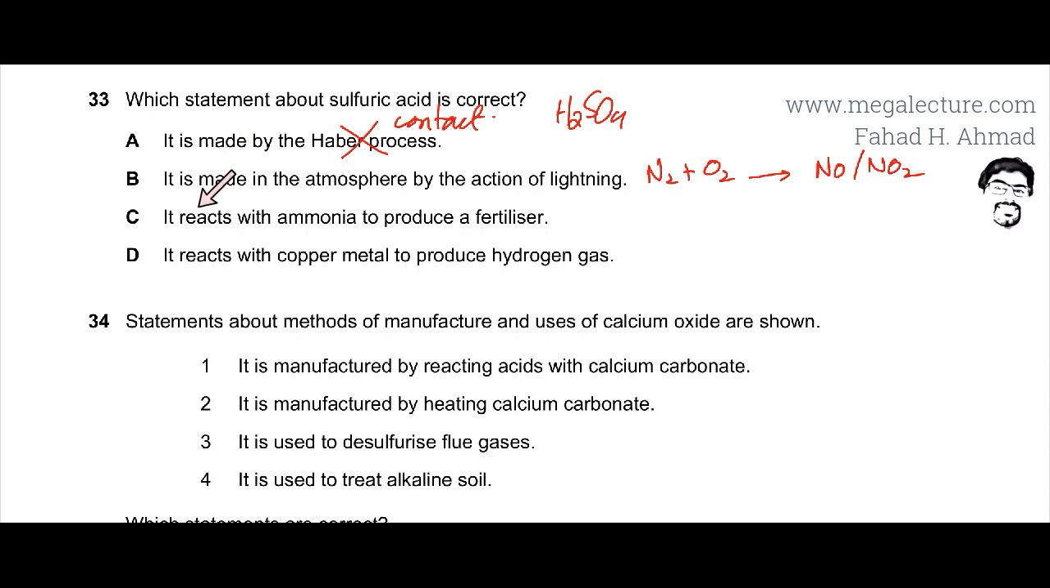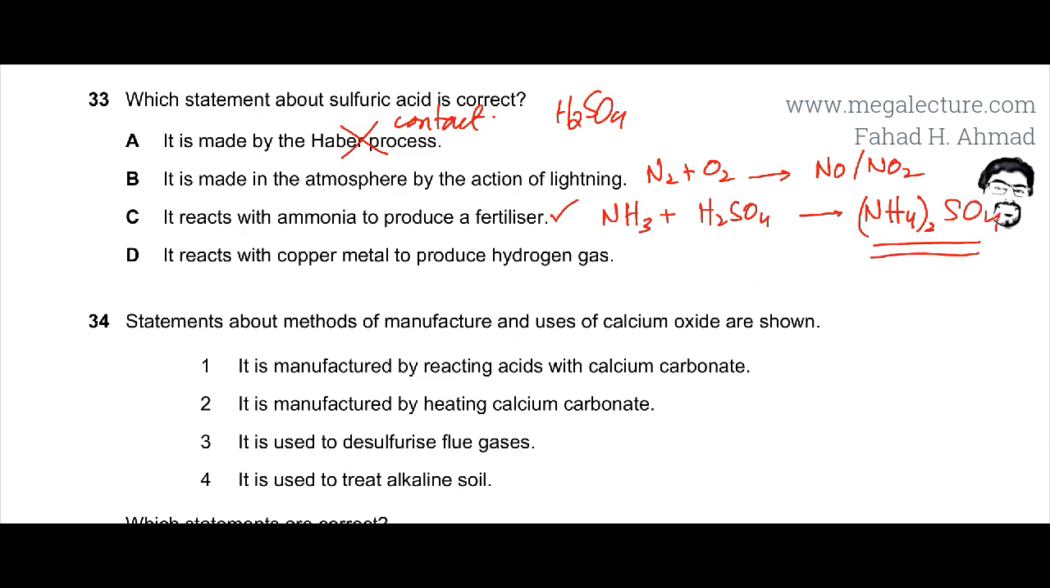The next one is it reacts with ammonia to produce fertilizers. This is correct because a lot of fertilizers are produced when ammonia and sulfuric acid react and end up producing ammonium sulfate, which is a salt. That salt is used as a fertilizer. So this statement, option C, is a correct statement.